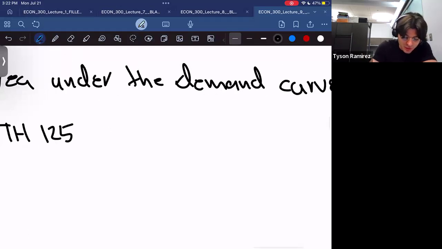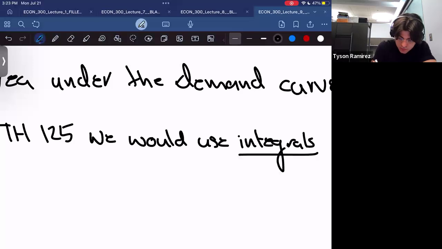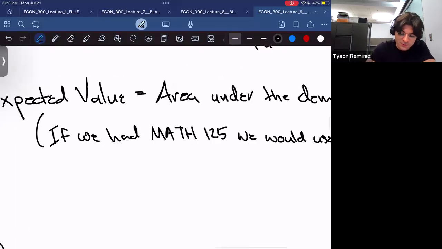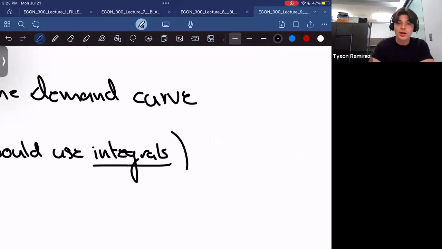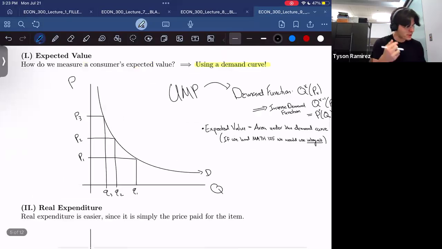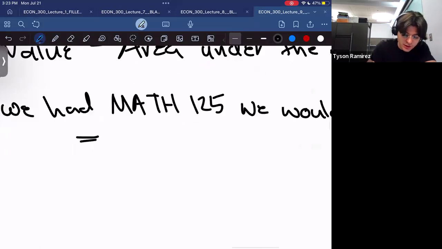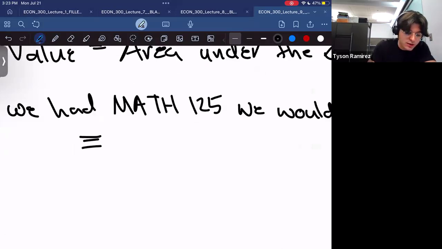Then we will just use geometry. But if we had Math 125, then we would use integrals. But for now, since we do not, geometry will have to be sufficient. All right. So the area under the demand curve is the expected value, and this should be connotated with willingness to pay.